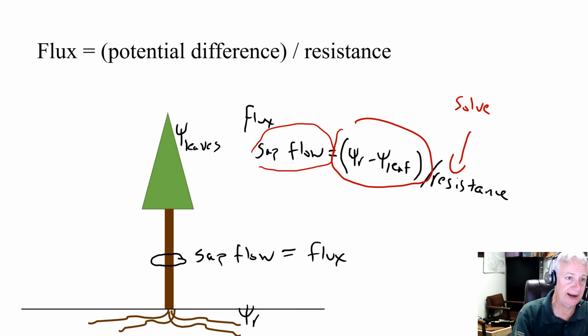Similarly, we might measure water potential here and here, or measure water potential across a branch from here to here, and measure flux, measure water potential, and solve for resistance, and that will give us the resistance of the xylem in that segment. So this Ohm's law analogy is used a lot in plant physiology to understand flux and resistances in different parts of the pathway.